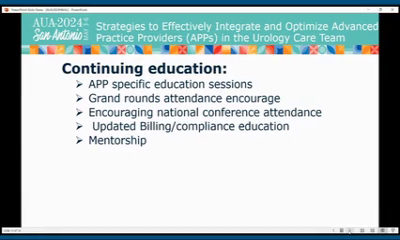So moving on to other important things that allow us to integrate our APPs is continuing education. That's important to all providers. In our department, one of our APPs has started APP-specific education sessions for our team. About once a month, we have either attending physicians from within our department lecture on a topic. We've also brought in outside presenters from infectious disease and pelvic floor physical therapy, and we have our own APPs present on their specific subspecialties.